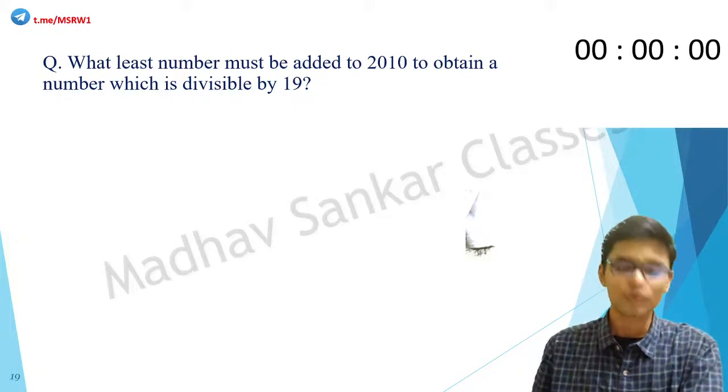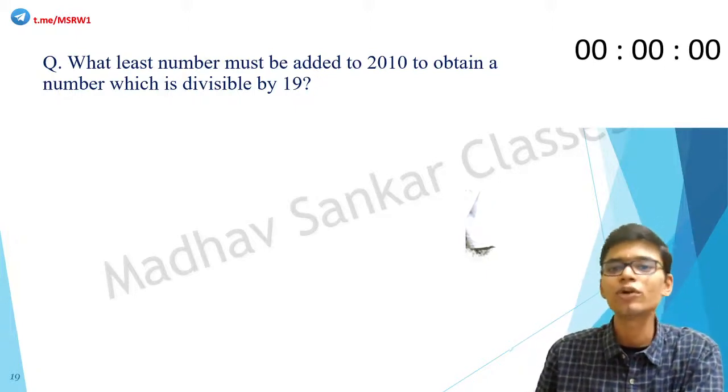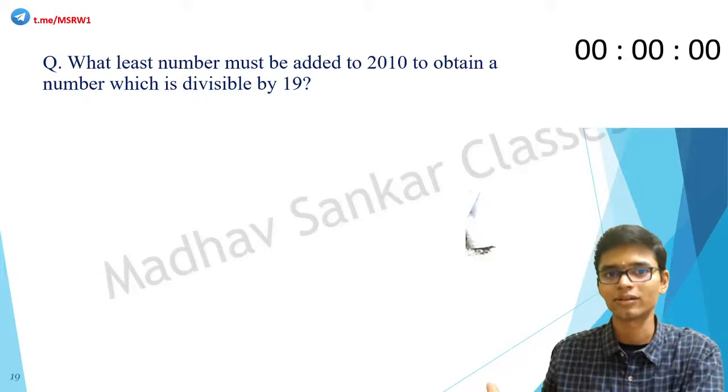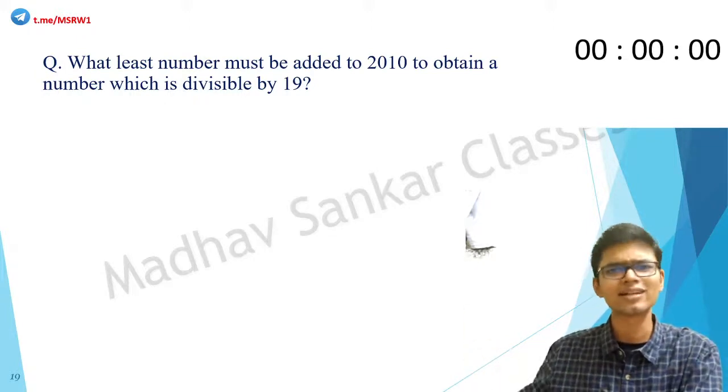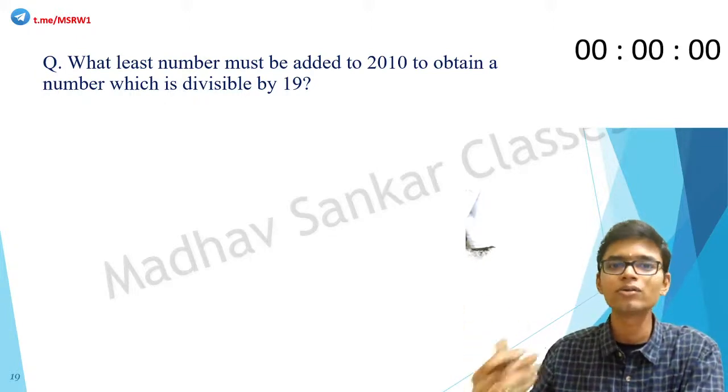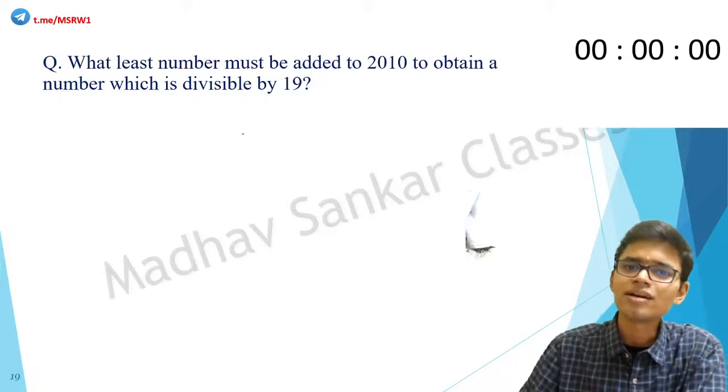Time's up. So nobody gave me the answer to this one. So how would you do this? There is no standard test for divisibility of 19. Maybe there is, but we don't know that. So how do you do this? Very simple. You do the proper division.